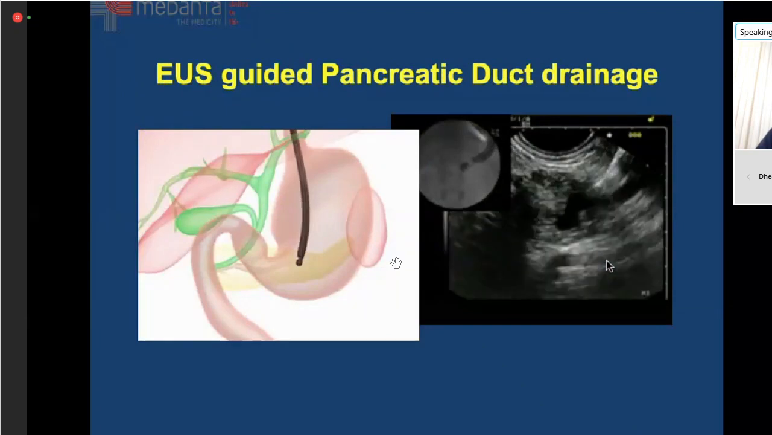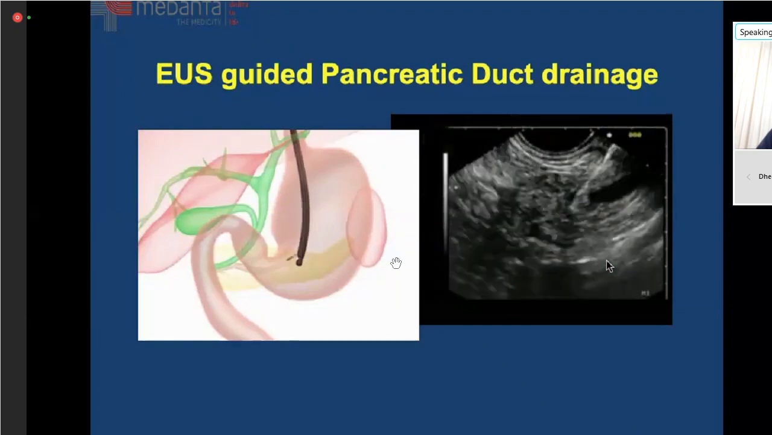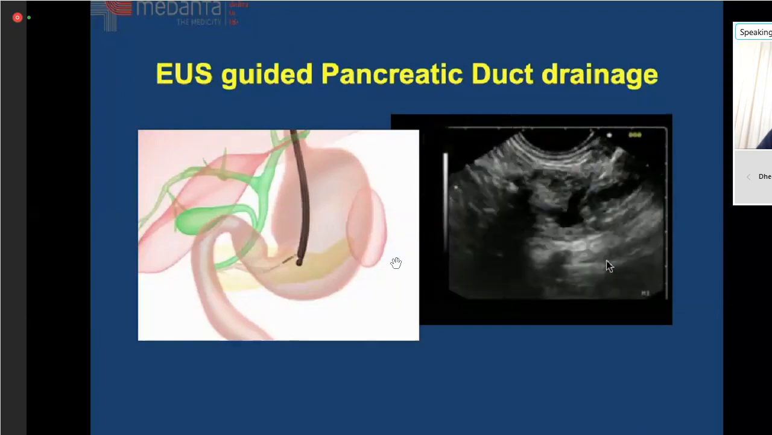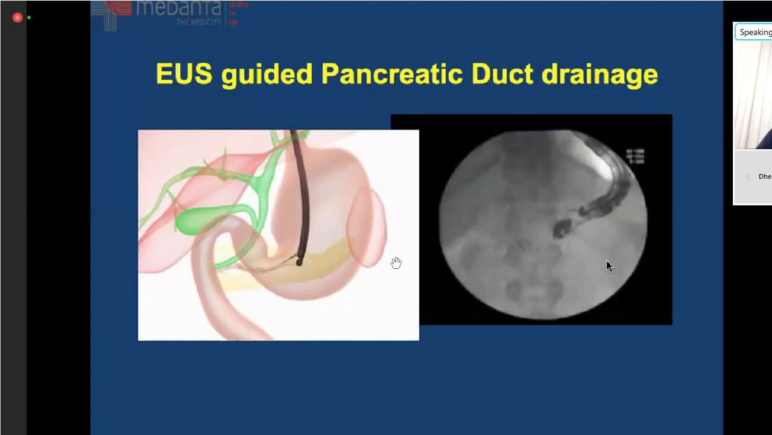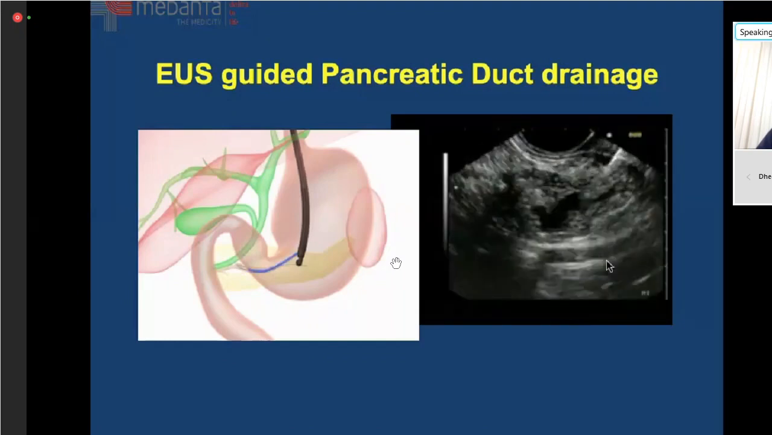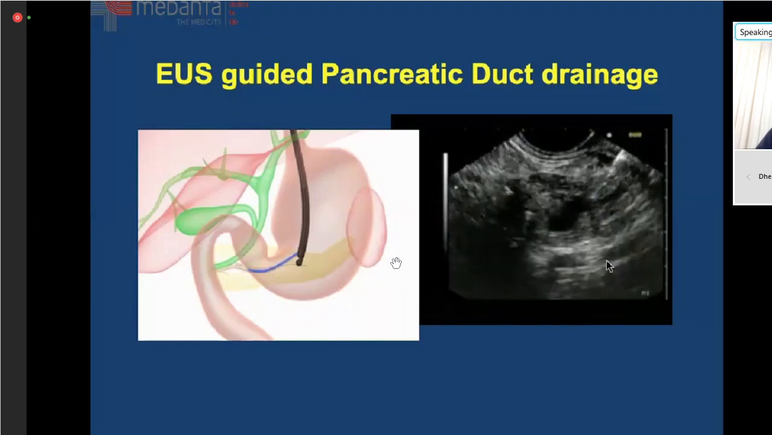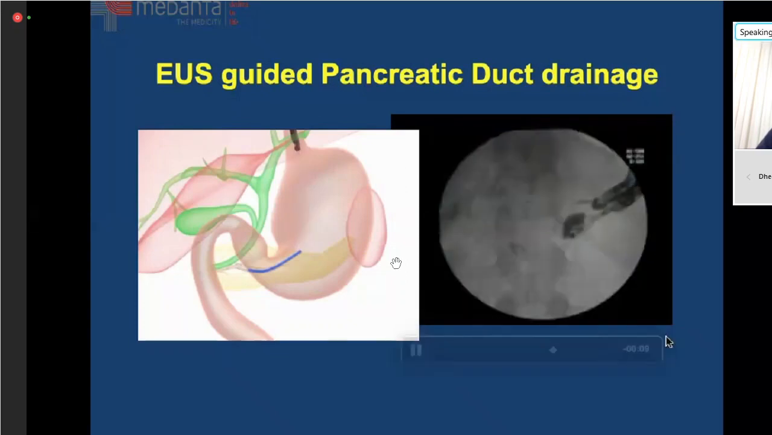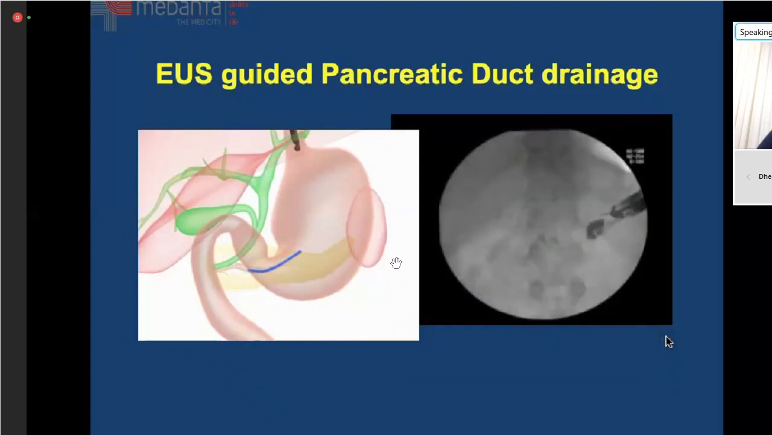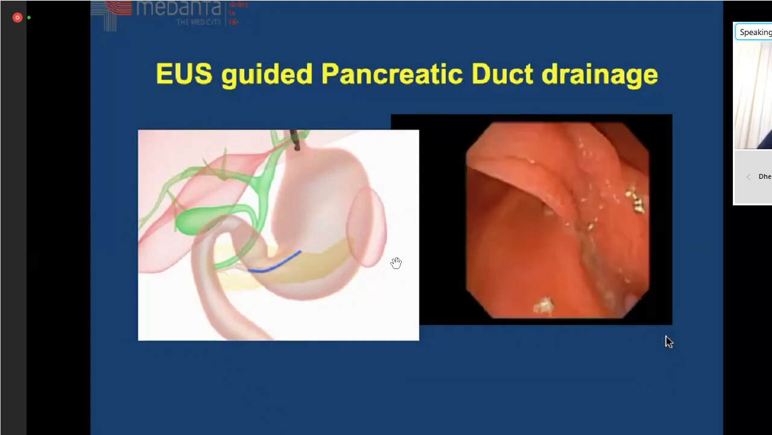Pancreatic duct drainage in a failed ERCP is also possible. You just remember as an indication, if ERCP failed, or the patient has a malignant block of the pancreatic duct and he developed pancreatitis, or the patient is post-Whipple's where the ERCP is not possible, you can do the drainage of the pancreatic duct. So EUS-guided pancreatic duct drainage, again pancreaticogastrostomy, or you can do the rendezvous, or you can do the antegrade. These 3 terms you should remember.